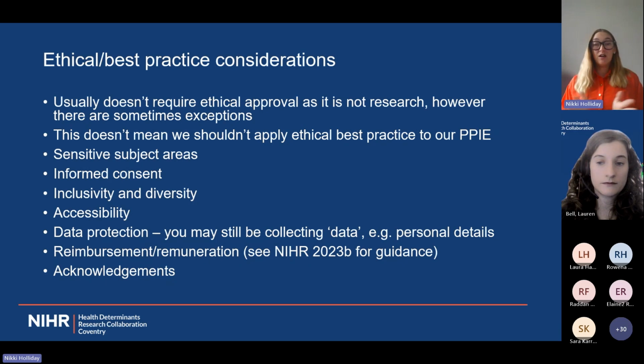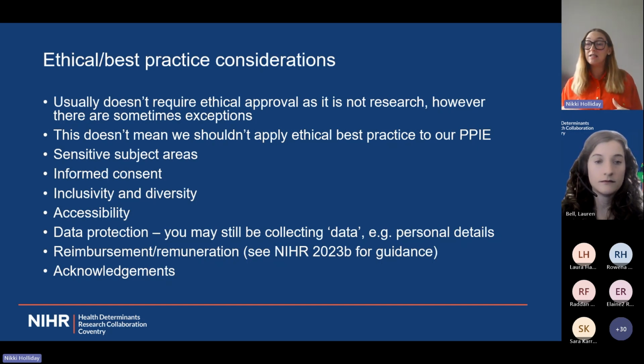Data protection: you might still be collecting data from people, for example, personal details to get in contact with them. They might give away some personal details as you're speaking to them, so think about how you're going to deal with that data.